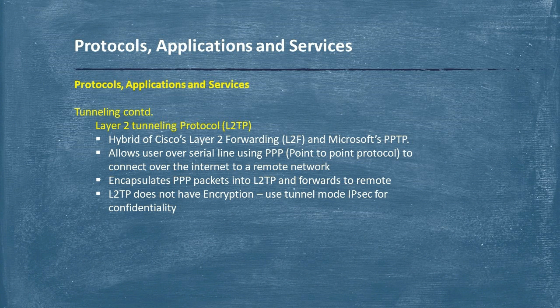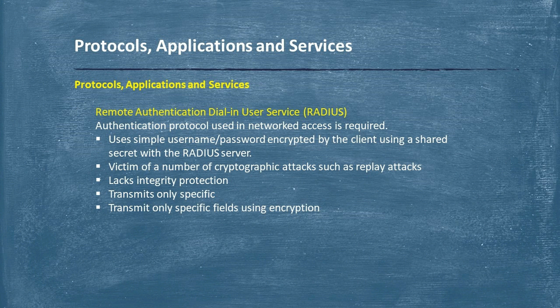And we will go to another protocol, the layer 2 tunneling protocol. This is a hybrid of Cisco layer 2 forwarding, L2F, and Microsoft PPTP, a combination of both. It allows a user over a serial line using the point-to-point protocol to connect over the internet to a remote network, and encapsulates point-to-point protocol packets into L2TP and forwards them to the remote server. It authenticates users to have access to the remote network. It does not have encryption, but uses IPsec tunnel mode for confidentiality.